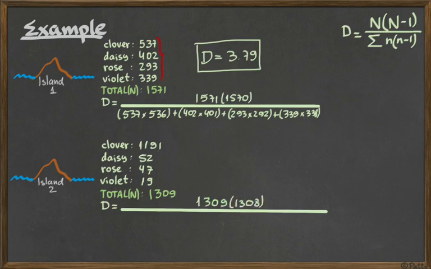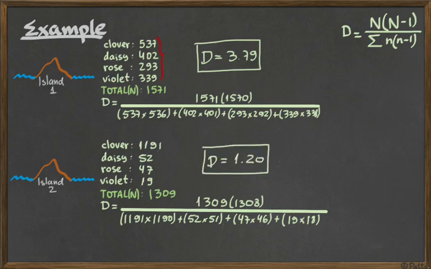So the total, 1309 times 1308. This is the overall total. And then I will do the same for each species doing the sum. So 1191 times 1190 for the clover, 52 times 51 for the daisy, 47 times 46 for the rose, and 19 times 18 for the violets. When you put all that into the calculator, we are going to find a value D for diversity equals 1.20. That's the Simpson diversity number here.